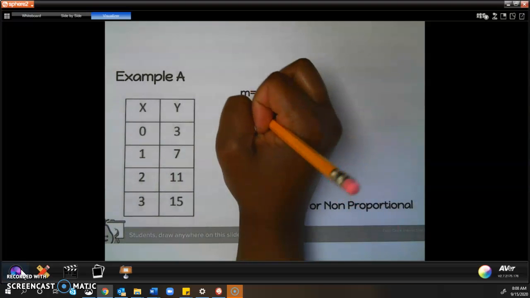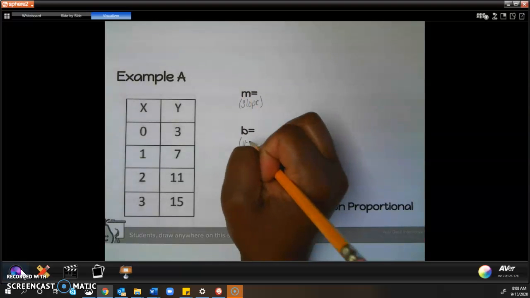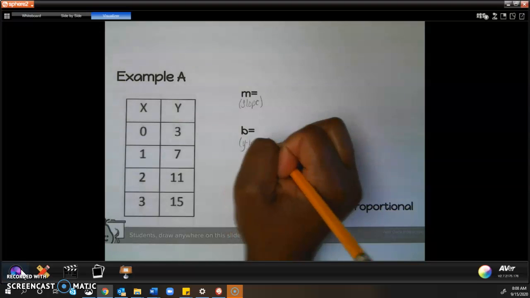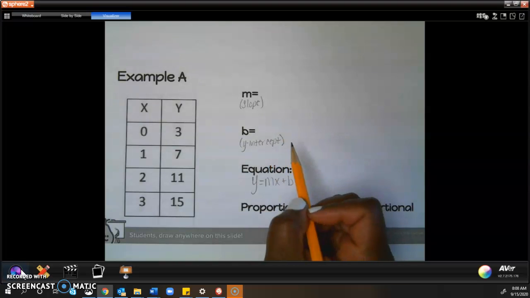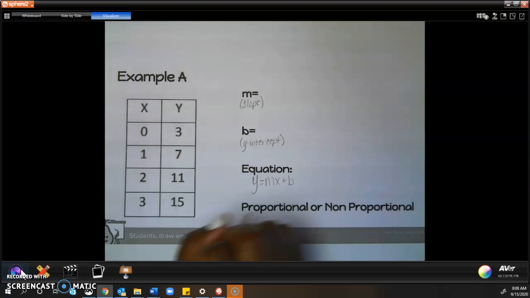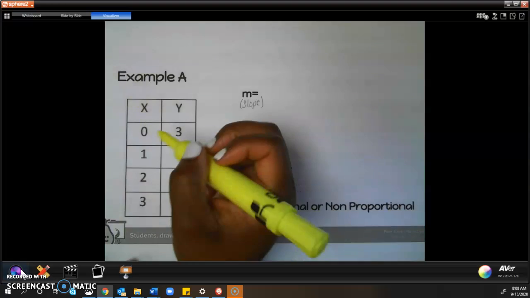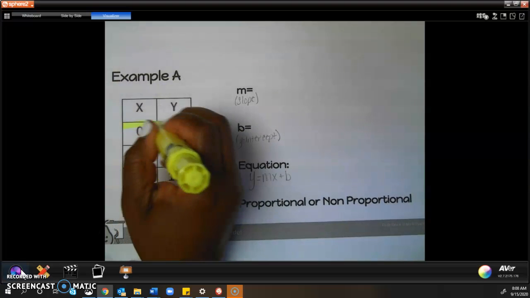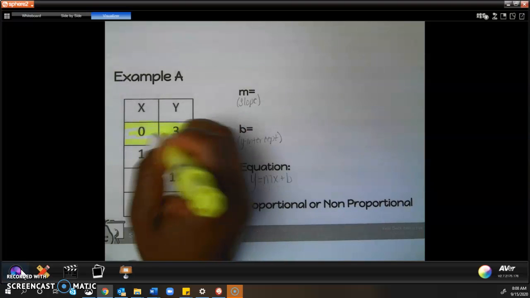Okay, so I'm going to put that in parentheses for you. And b is your y-intercept. Remember, your y-intercept is when x is equal to 0. So to find my y-intercept, I am going to see when x is 0, and then that's my y value. So I'm going to highlight when x is 0. So when x is 0, my y value is 3.